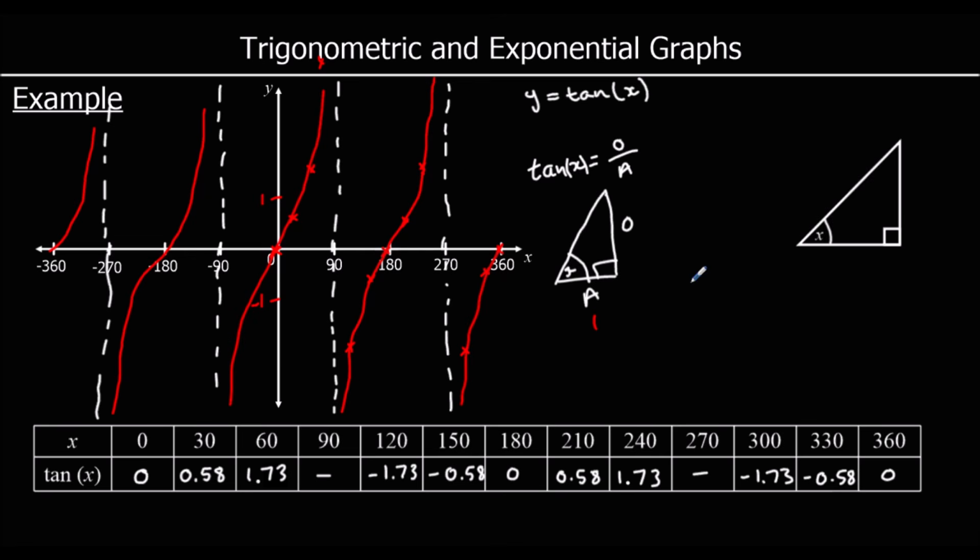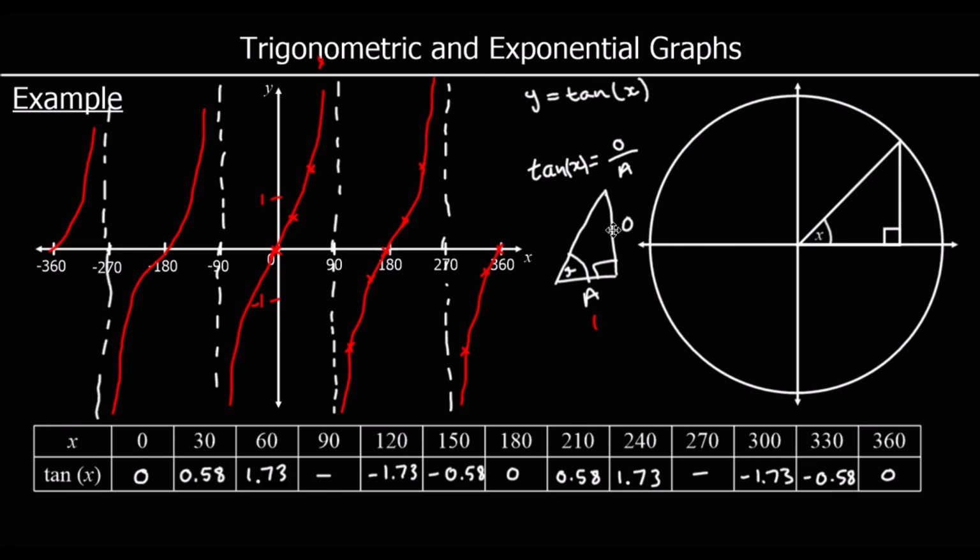So that's what our tan graph looks like, and it's harder to explain using the circle because it's not as simple as being the x coordinate or the y coordinate. Tan is the opposite over the adjacent. So as we rotate our hypotenuse around, our tan x is going to be the opposite over the adjacent, so the y coordinate divided by the x coordinate.